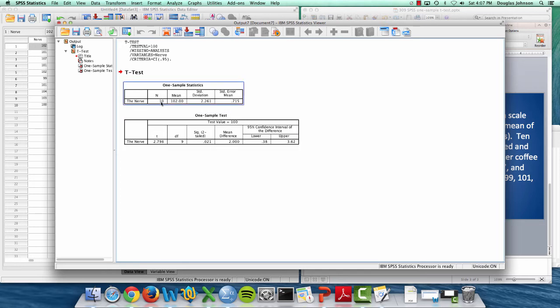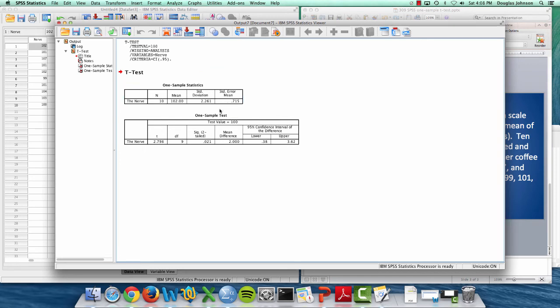We had an N of 10. The mean of our sample is 102. The mean under the null, test value, is 100. The standard deviation of our sample is 2.26. Standard error of the mean is 0.715.